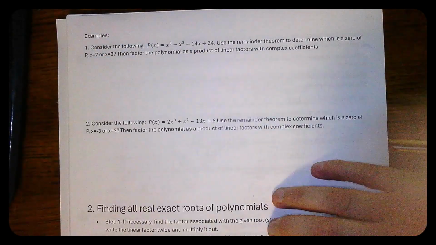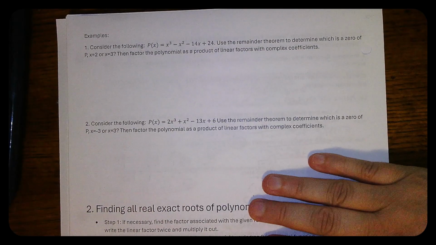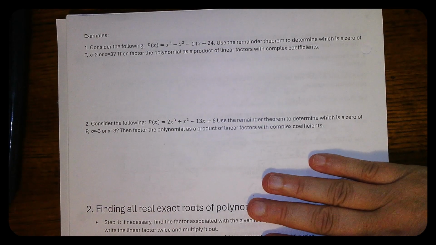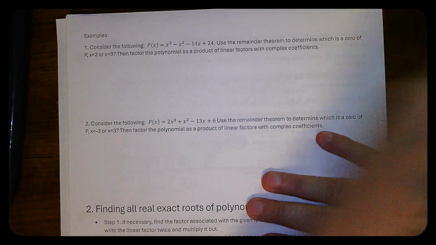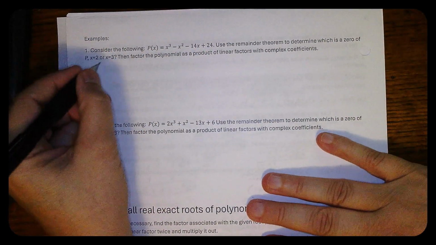Okay, let's continue to look at another example. This is more like what you might have on a test. Consider the following polynomial. Use the remainder theorem to determine which is a 0 of p, x equals 2 or x equals 3. Then factor the polynomial as a product of linear factors with complex coefficients. Okay, so these are potential zeros.